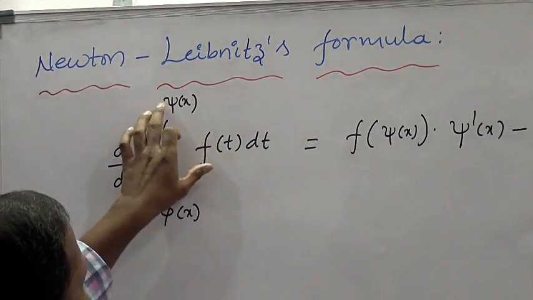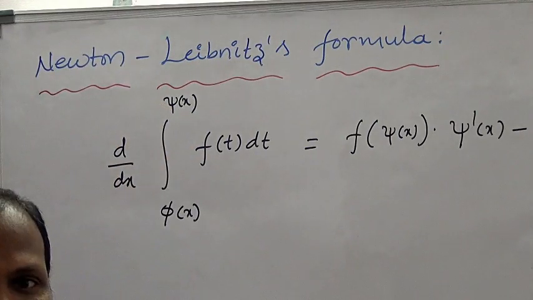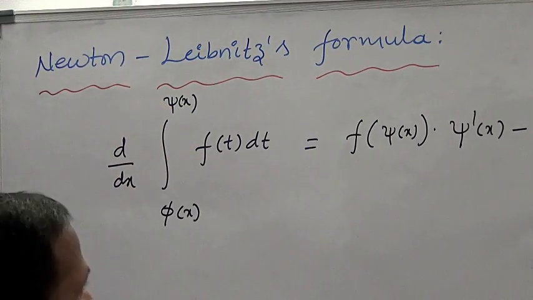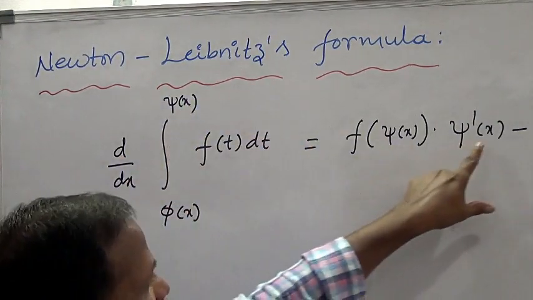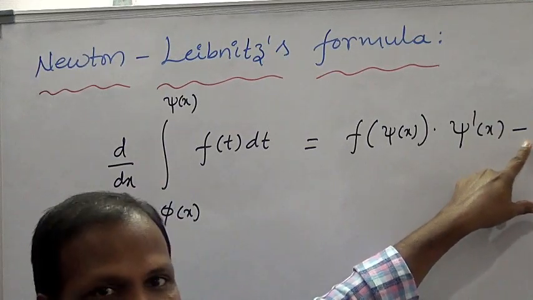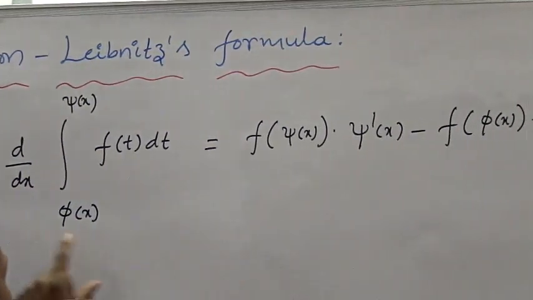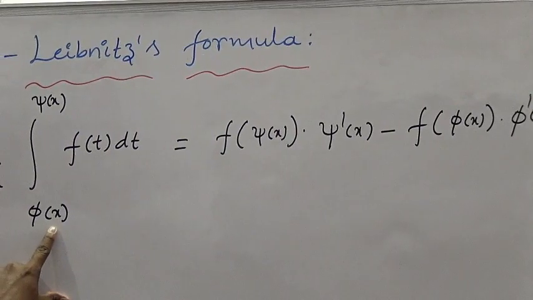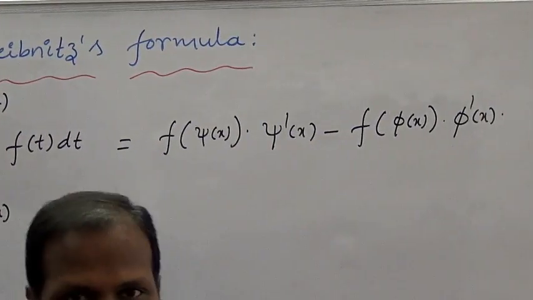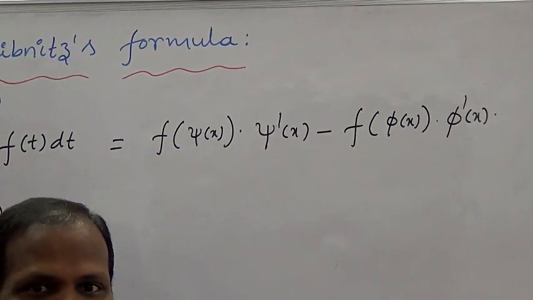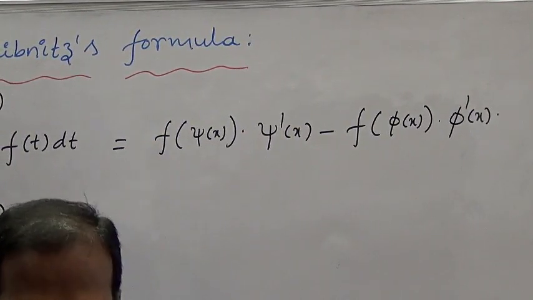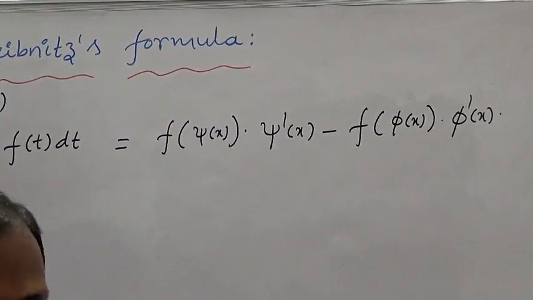Then this becomes, you have to apply the fundamental theorem of integral calculus, F of b minus F of a. So f of psi x into the derivative of this one, minus f of phi of x into the derivative of this one. It's very simple. Just remember the fundamental theorem of integral calculus: integral a to b f of x dx equal to F of b minus F of a.